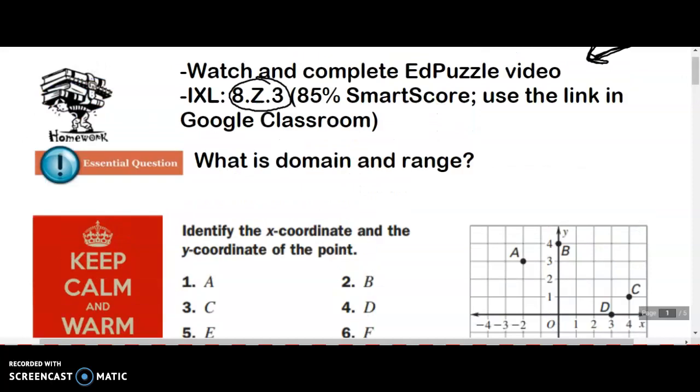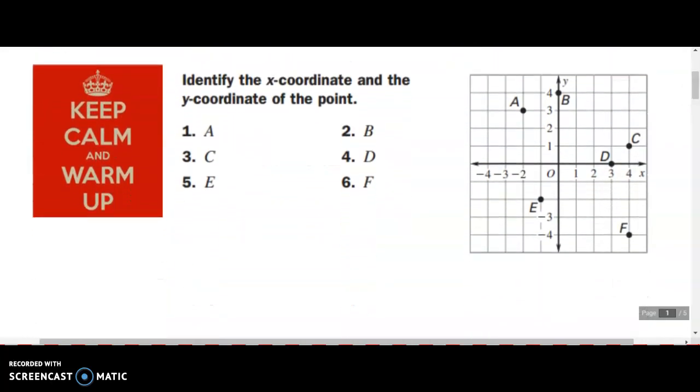Today we're going to talk about domain and range, and before we do, we're just going to do a really brief warm-up where we are identifying the x-coordinate and the y-coordinate of each point. So point A, we can see, is here. This has an x value of -2 and a y value of +3. Now we can write that as an ordered pair, -2, 3.